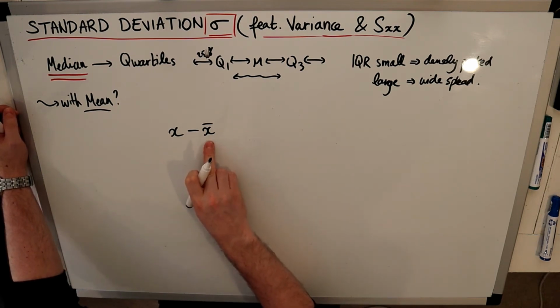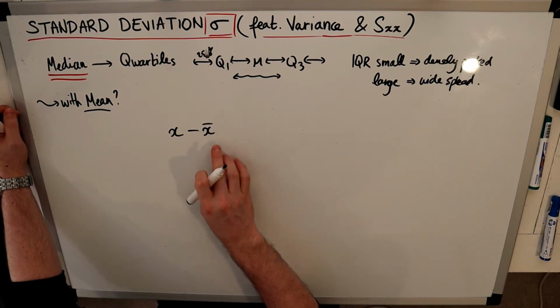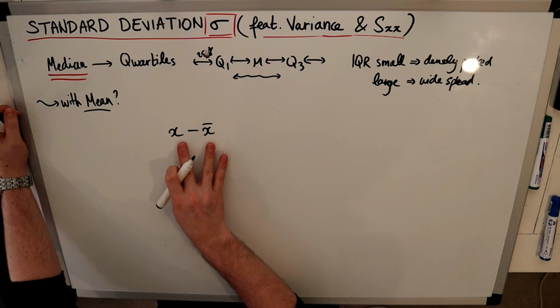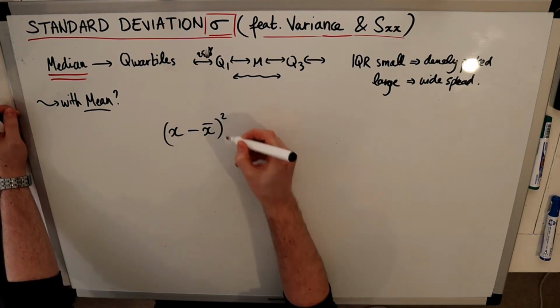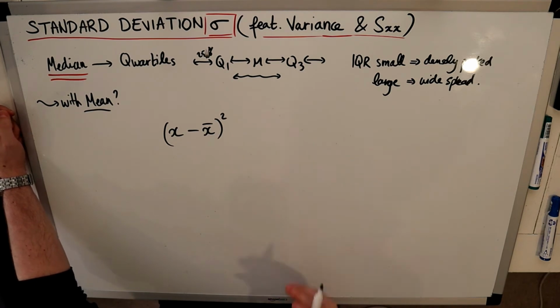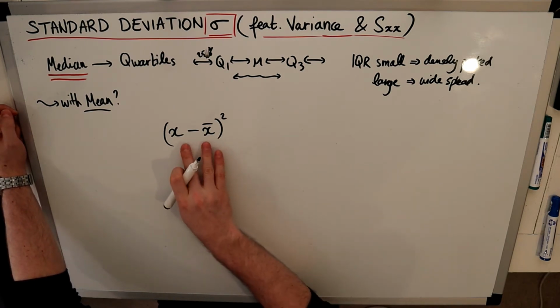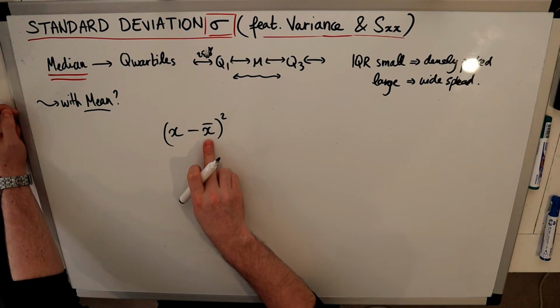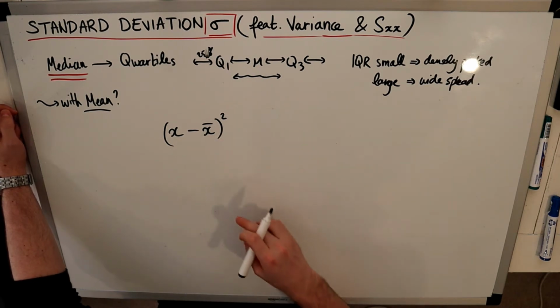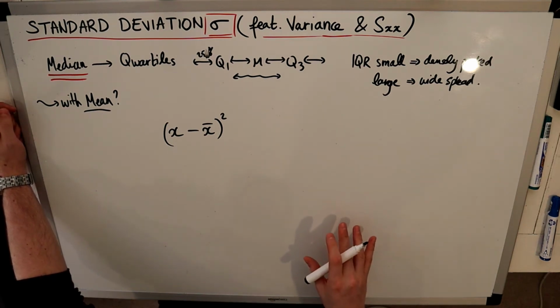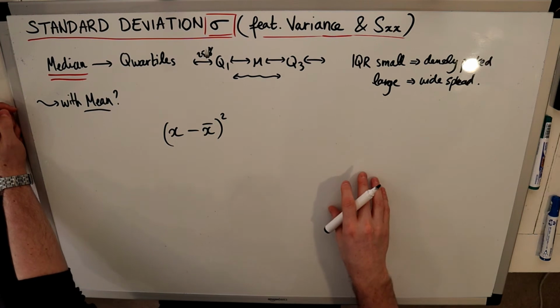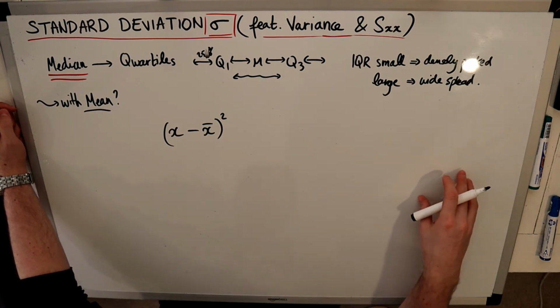If my point is above the mean, this tells me how far away it is from the mean. However, the problem is that I don't know if that's going to be positive or negative. So what we end up doing is we square it just to make sure it's always positive. This tells me the square of the distance between my point and the mean, and the reason we square it is to keep it positive. Then I'm going to find, on average, how far away from the mean my points are.